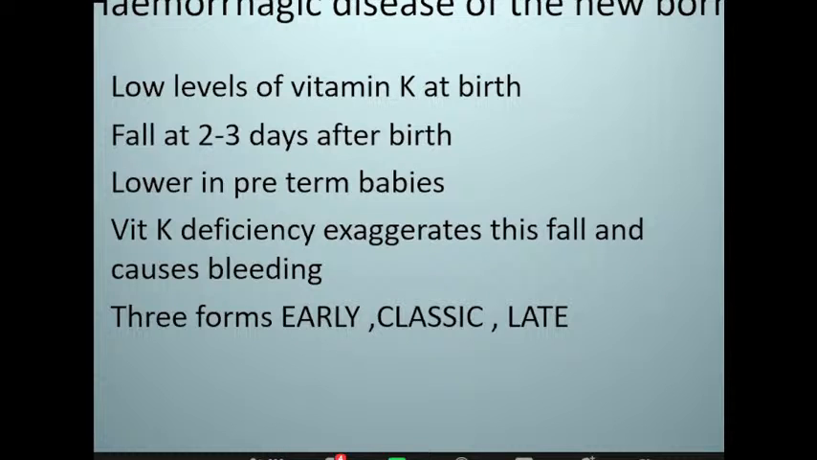So the problem is that this will cause bleeding, and there are 3 forms of this that we see: early, classic, and late. So commonly seen in the newborn, and that warrants that the newborn is supplemented with vitamin K. I think it's standard procedure, and this is what you will be doing when you rotate in the nurseries during your pediatric rotations.